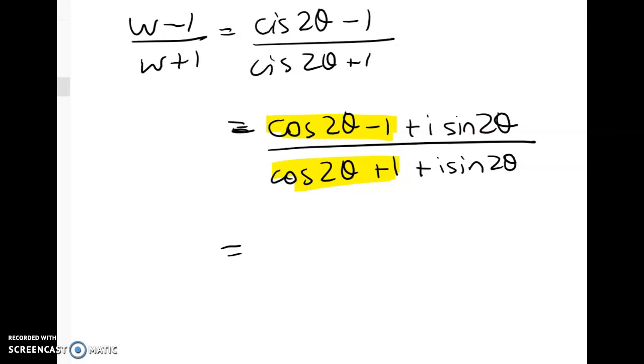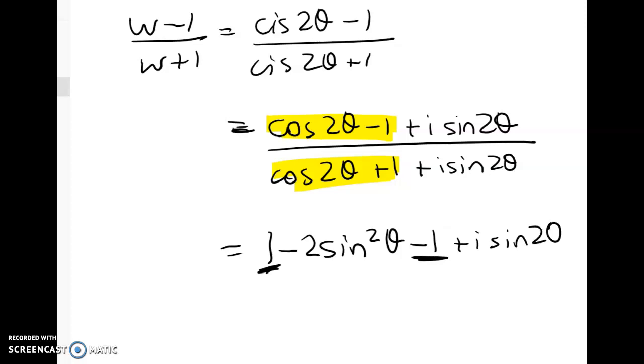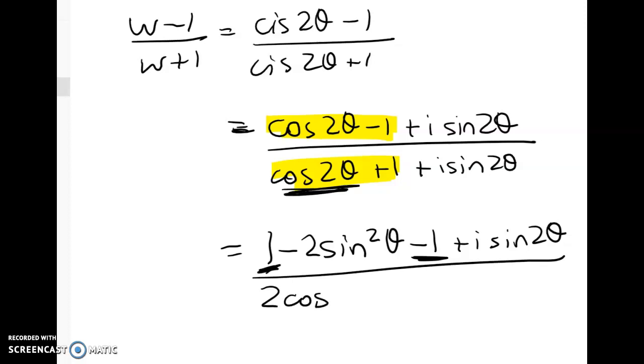So I'm going to choose the right form of the double angle identity to do that. In the top line, also known as the numerator, I'm going to replace cos 2 theta with 1 minus 2 sine squared theta because I've got this 1 and this takeaway 1. I'll leave that as it is for now. And then in the bottom line, I'm going to use the other double angle, cos 2 theta equals 2 cos squared theta minus 1, plus 1, plus i sine 2 theta.